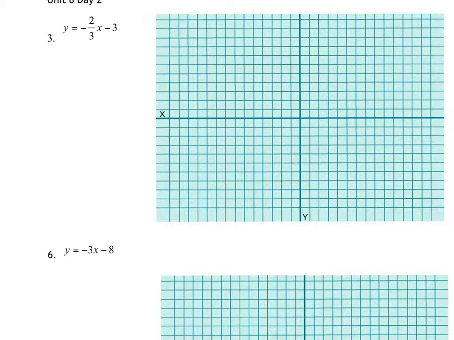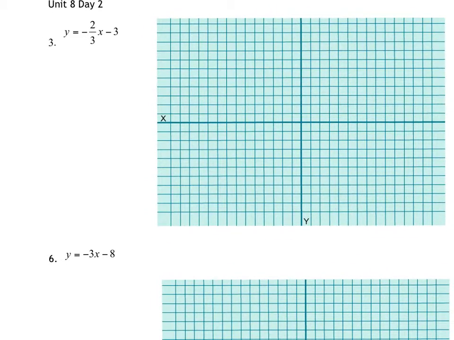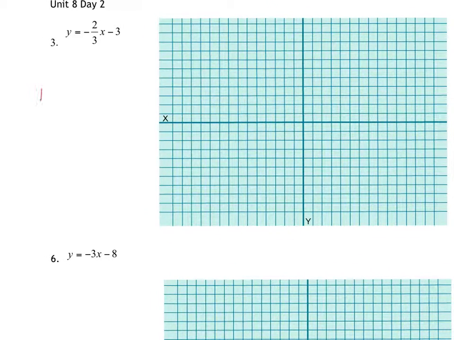Alright guys, day 2 of graphing lines. We're going to graph the line y equals negative 2/3 x minus 3. First thing I want to do is write down m and b using the equation. We know m is the number in front of the x, so m is negative 2/3. And b is negative 3.